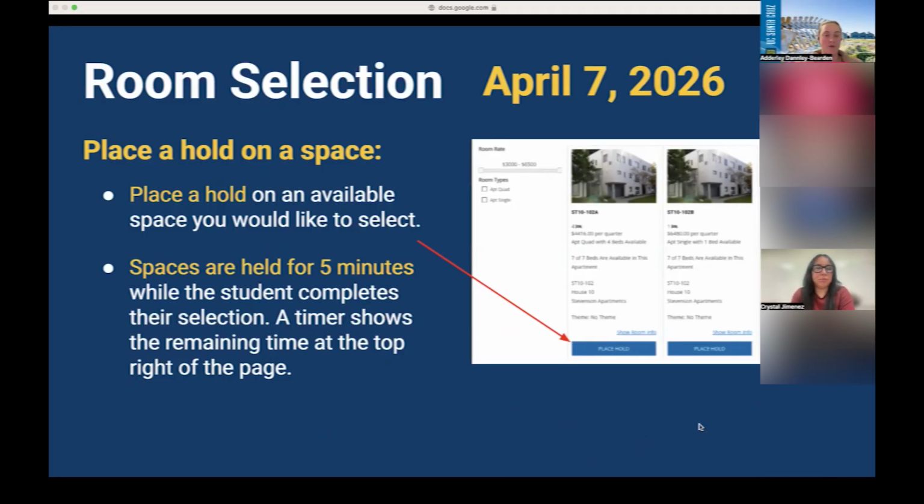And then spaces are held for 5 minutes while you complete your selections. You'll see a timer at the top of your screen that counts you down through that process, similarly to if you're buying concert tickets, for instance.